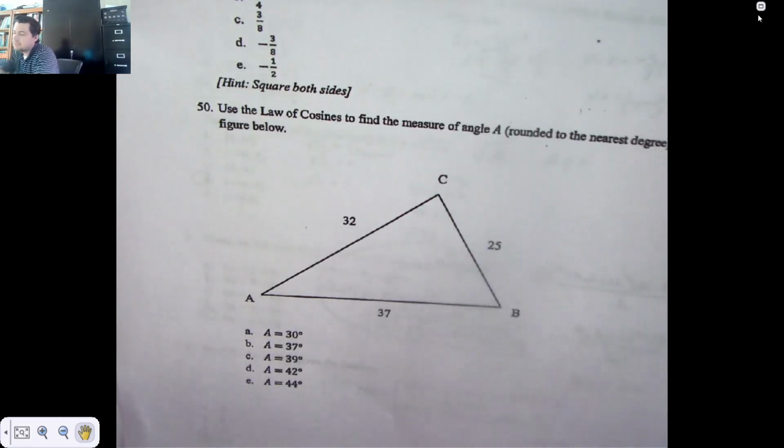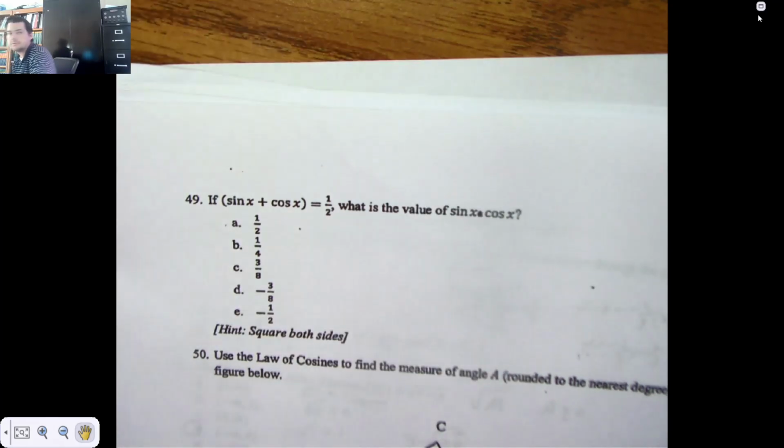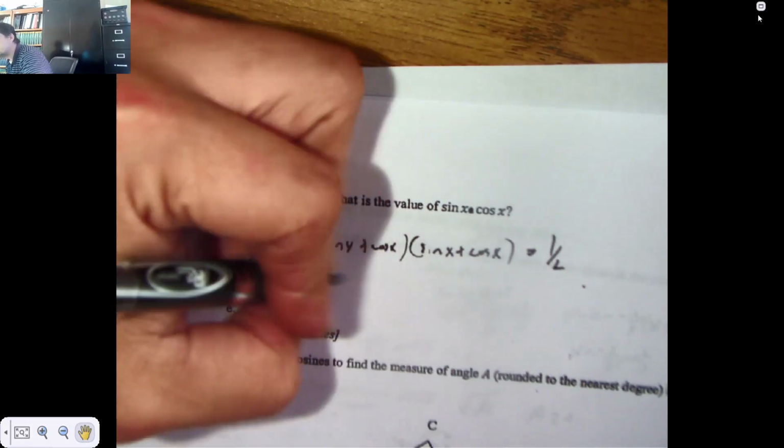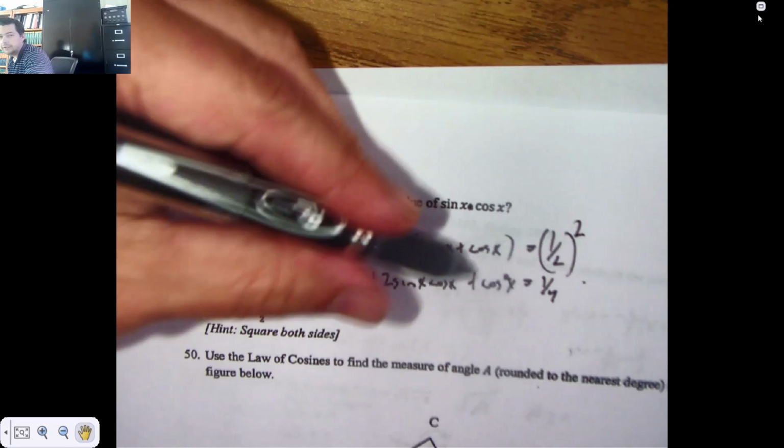If the sine of x plus the cosine of x is 1/2, what is the value of sine of x times cosine of x? I think they mean times cosine of x. And they give us a hint here. It says square both sides. So I guess I'll do that hint. It was nice of them, wasn't it? Let's see what happens. If we square both sides, we get sine squared of x plus 2 sine x cosine x plus cosine squared x equals 1/4. Well, that's 1, isn't it?